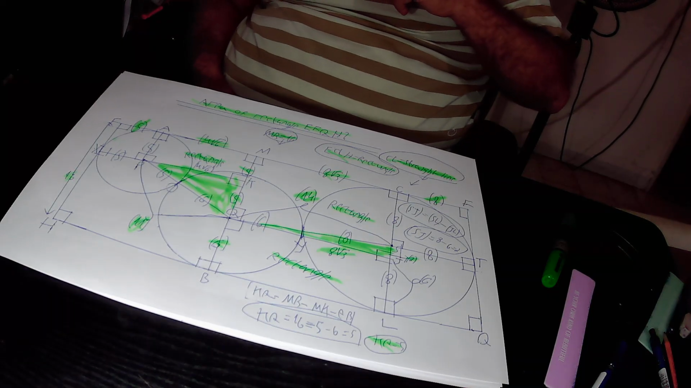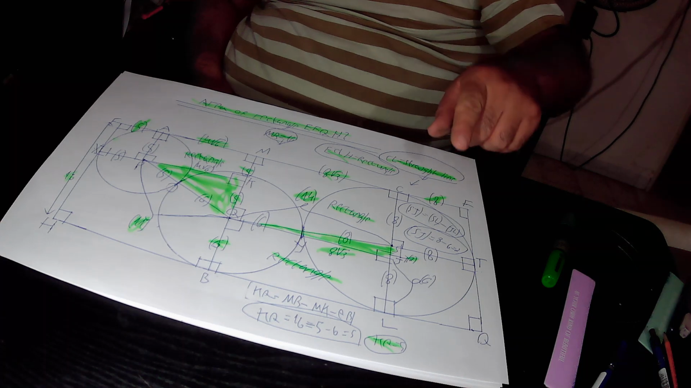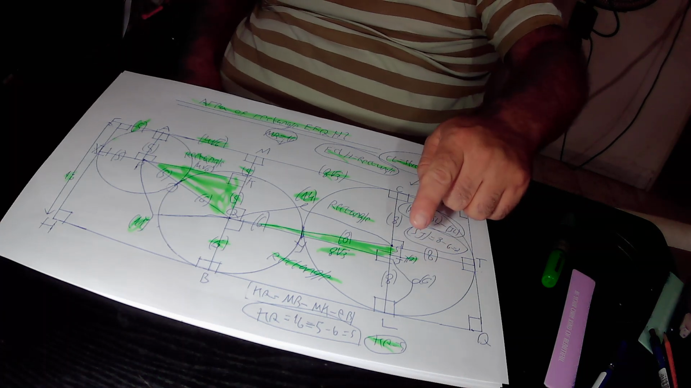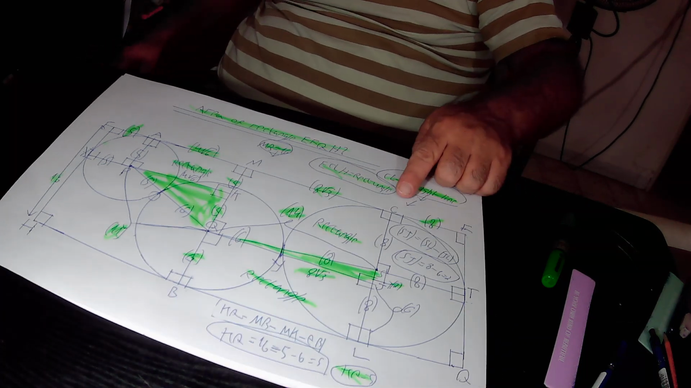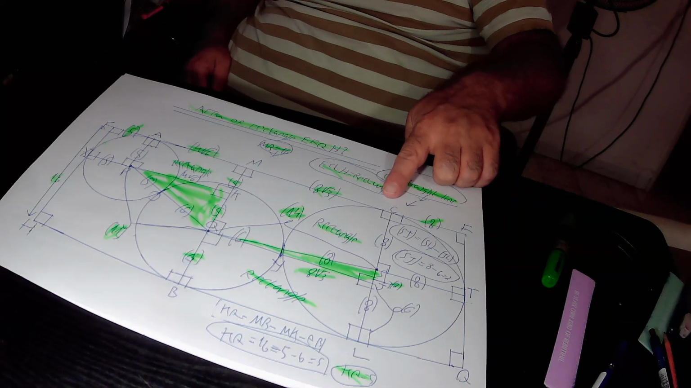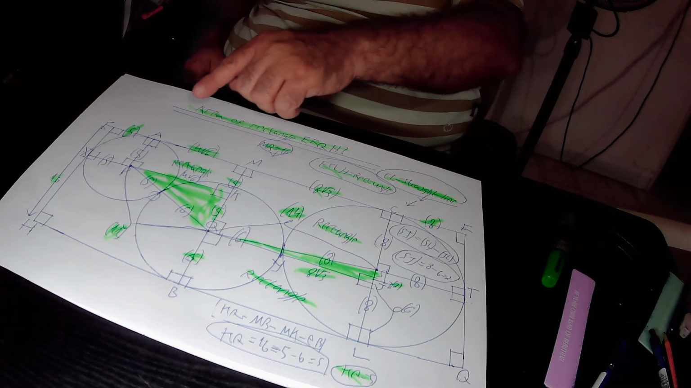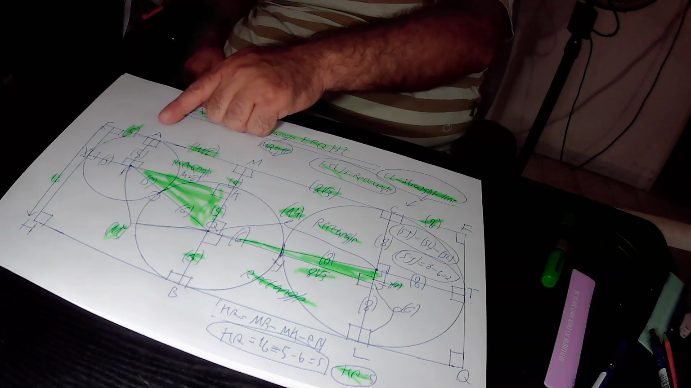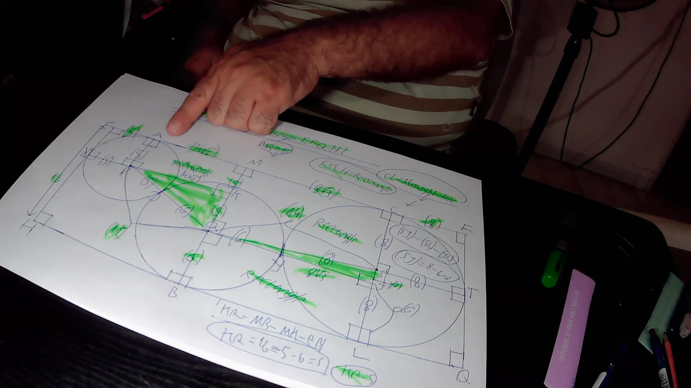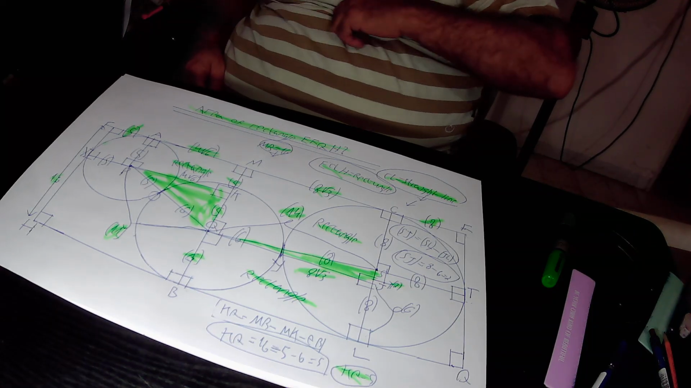Likewise, we implemented rule 1 here. According to rule 1, this angle equals 90 degrees, and this angle also equals 90 degrees. And we implemented rule 1 also here. This angle equals 90 degrees, and this angle equals 90 degrees.